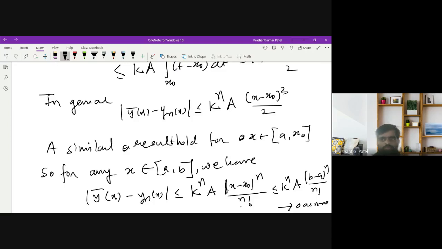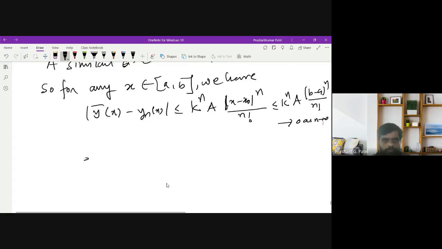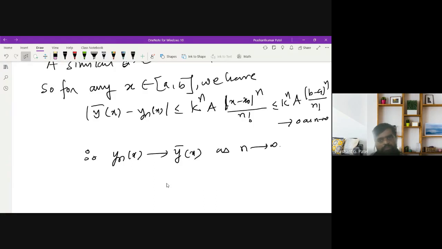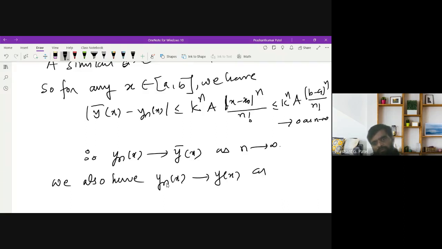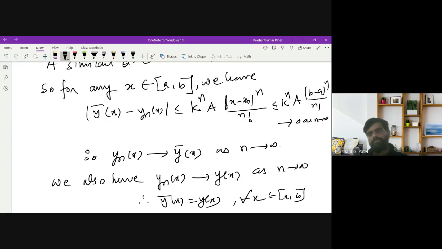So therefore, we can say that yn of x converges to y bar of x as n tends to infinity. We also have that yn of x converges to y of x as n tends to infinity. And therefore, this y bar of x is the same as y of x. This is true for every x in the interval AB, and this completes the proof of uniqueness also.